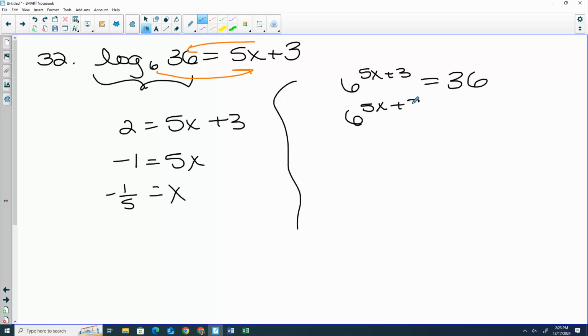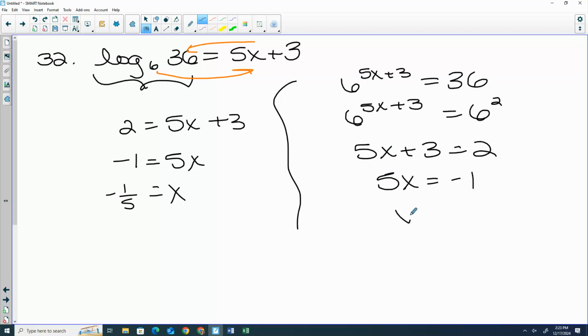Get a common base, 36 is 6 squared, and we get to the same point. 5x plus 3 equals 2. So 5x is negative 1, and x is negative 1/5. So 2 options for how we might get there. Either one is fine.